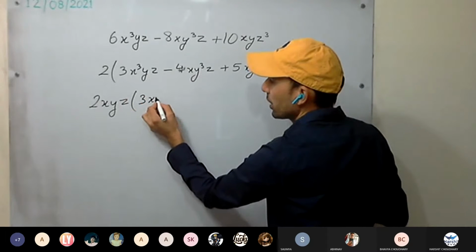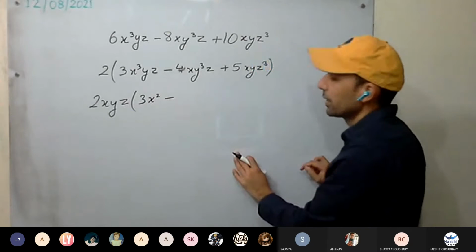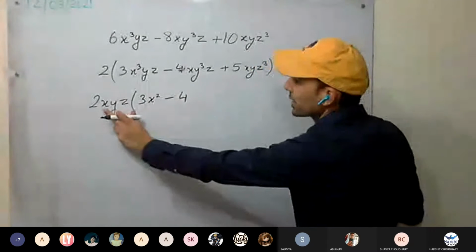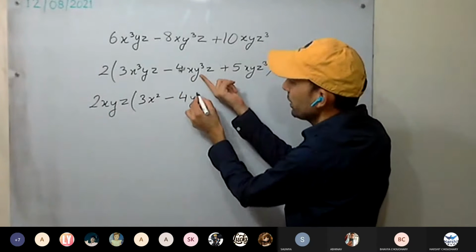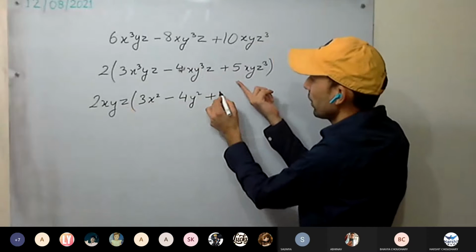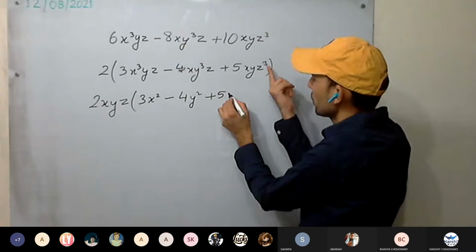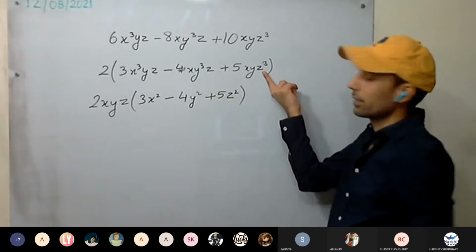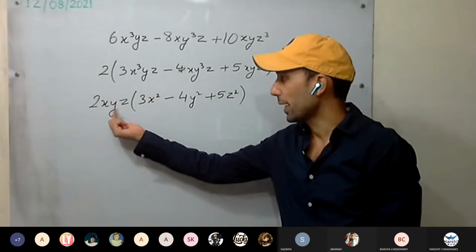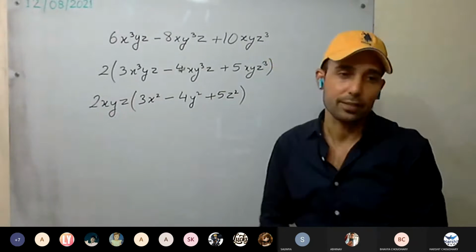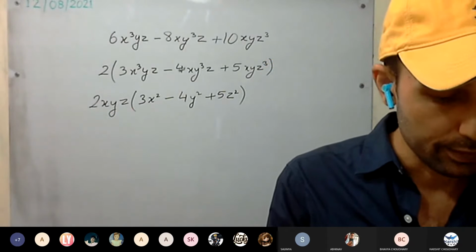So what will remain if you remove 3? 3x cube, one x taken, so x square remains. Y is gone, z is gone. Now minus 4: x is already taken out, y is taken out, y square will remain, and z we have already taken out. Plus 5: x we have taken, y we have taken, z also we have taken, z cube, one z we have taken, so z square will remain. So these are the factors 2x, y, z, and this is the factor. These are the factors of the given expression or polynomial.